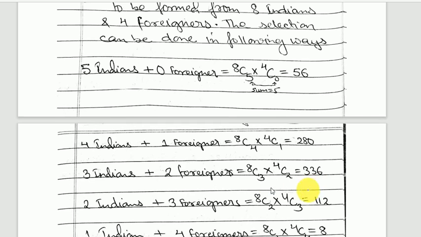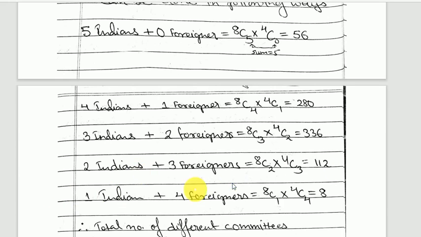Now the next case can be 4 Indians and 1 foreigner. That means from 8 Indians we'll take 4 members, and from 4 foreigners we'll take 1 member. So 4 plus 1, 5. You solve it, you'll get 280. So 280 selections can be done in this manner, where 4 Indians and 1 foreigner will be there. Next choice can be 3 Indians and 2 foreigners. So out of 8 we'll take 3 and out of 4 foreigners we'll take 2. So you get 336.